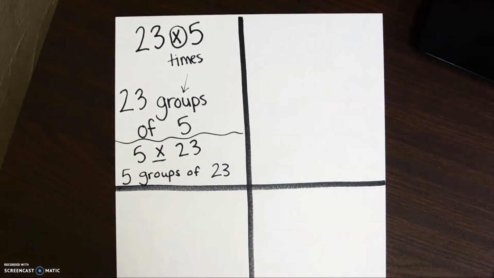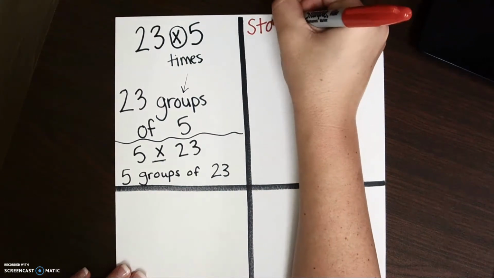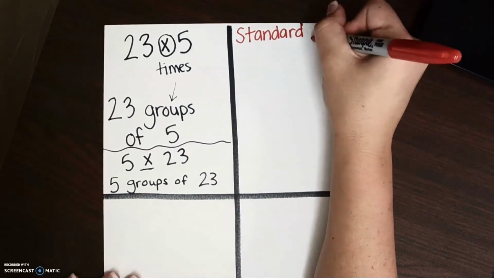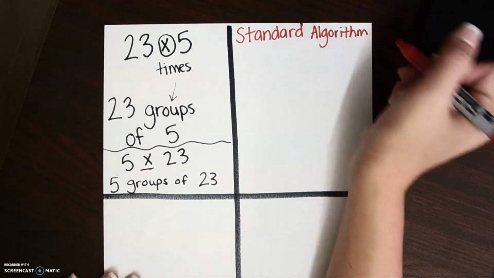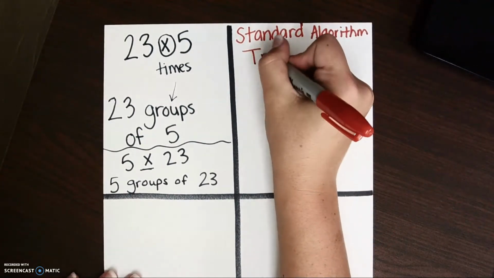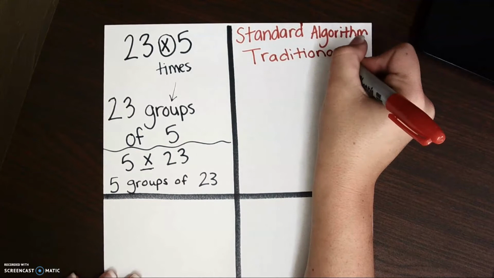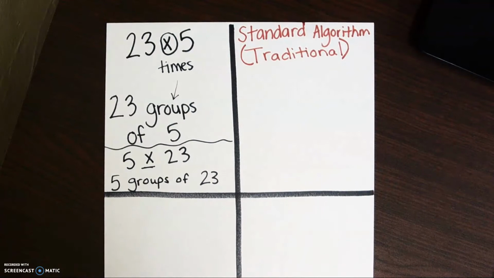The first strategy that you learned in class was probably the standard algorithm. Standard algorithm is another way of saying the traditional way of multiplying. This is probably the way your parents or your grandparents learned how to multiply when they were in school. I know this is the way that I learned, and I know this is the way all of your teachers learned how to multiply when they were in school.